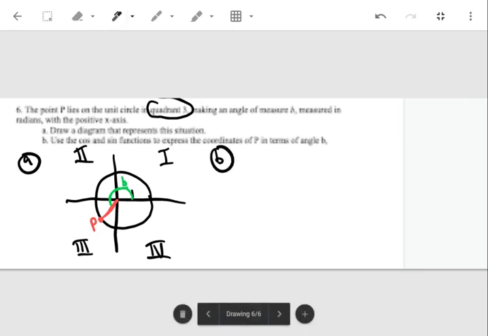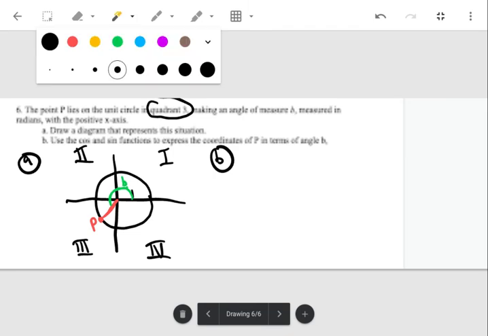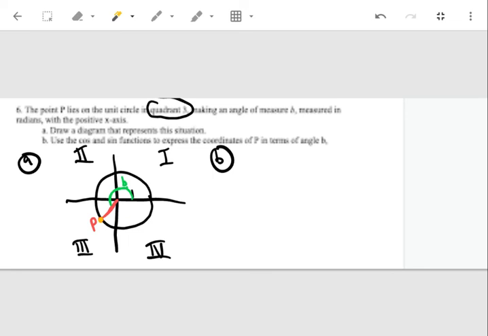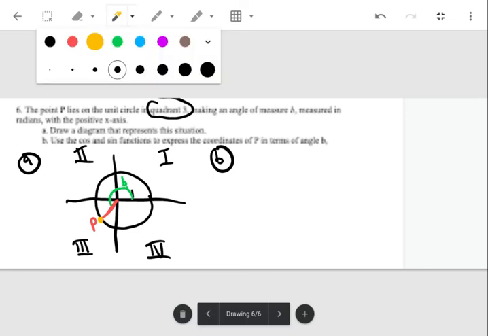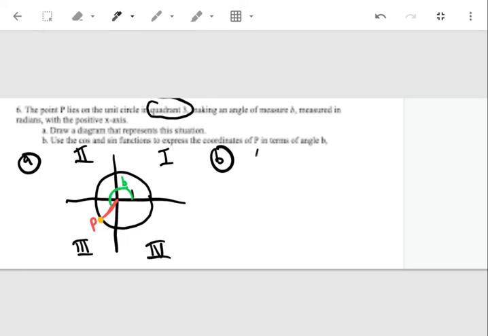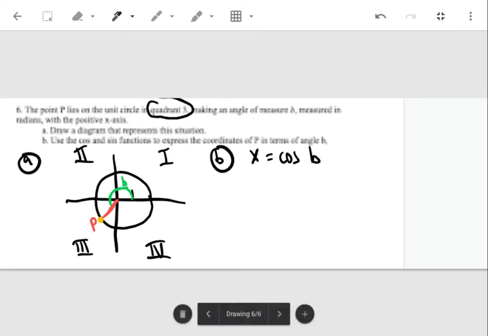B, use the cosine and sine functions to express the coordinates of this point here, point P, in terms of angle B. All right, the key is that this is a unit circle. So if it's a unit circle, going back to our notes, we know that the x value is the cosine of the angle. So in this case, it's the cosine of B.